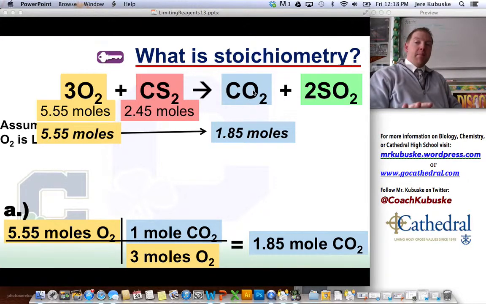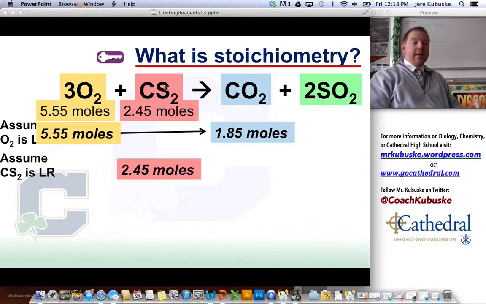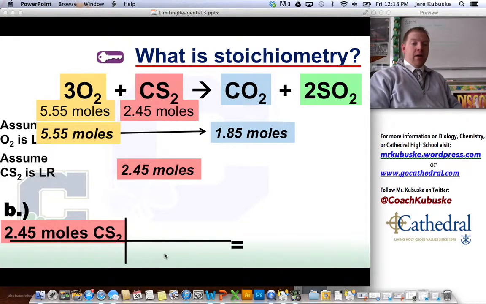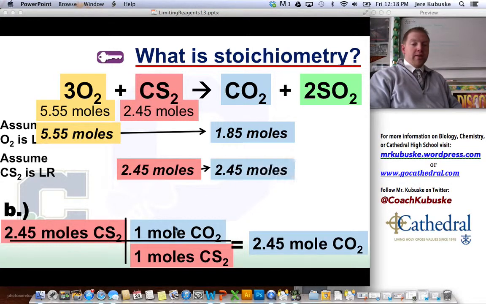I'm going to do the same exact problem. We're going to do it for the other reactant, for CS2. So I bring that down. I'm going to assume that CS2 is the limiting reactant, so I bring down 2.45. That's my given now. So moles of CS2 will go on the bottom so it matches, and then I'm going to put moles of CO2 on the top. I do that problem, 2.45 times 1 divided by 1, and I get 2.45 moles of CO2. So CS2, I can produce 2.45 moles of CO2. O2, I can produce 1.85 moles of CO2.